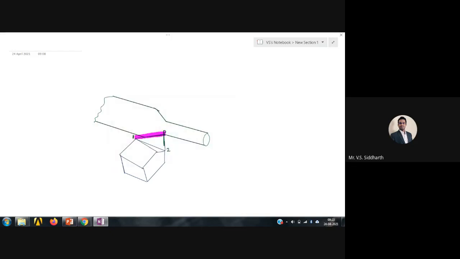This is the end cutting edge, and it is not at all coming in contact with the workpiece. With this diagram, we can easily see that we have got two cutting edges. This 01 is the side cutting edge. This 02 is the end cutting edge.